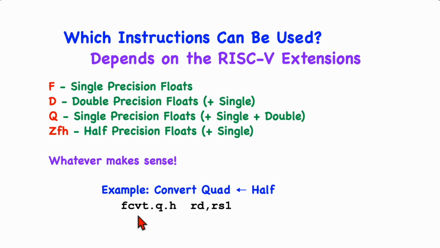So for the conversion instructions, we have a large collection of different conversion instructions. For example, this instruction converts a value that's represented in half precision to a value that's represented in quad precision. And of course, it would require both the Q option and the ZFH option to be implemented. Otherwise, it would cause an illegal instruction exception.